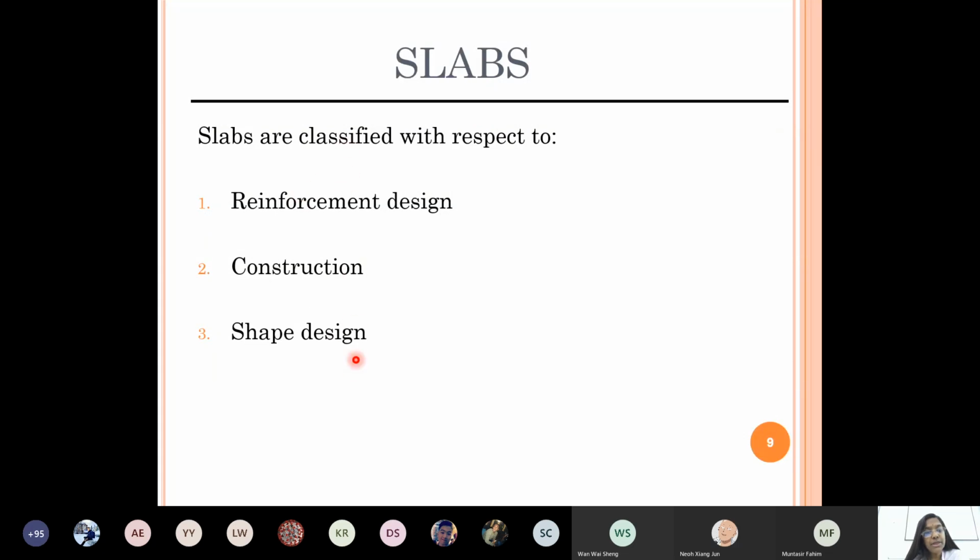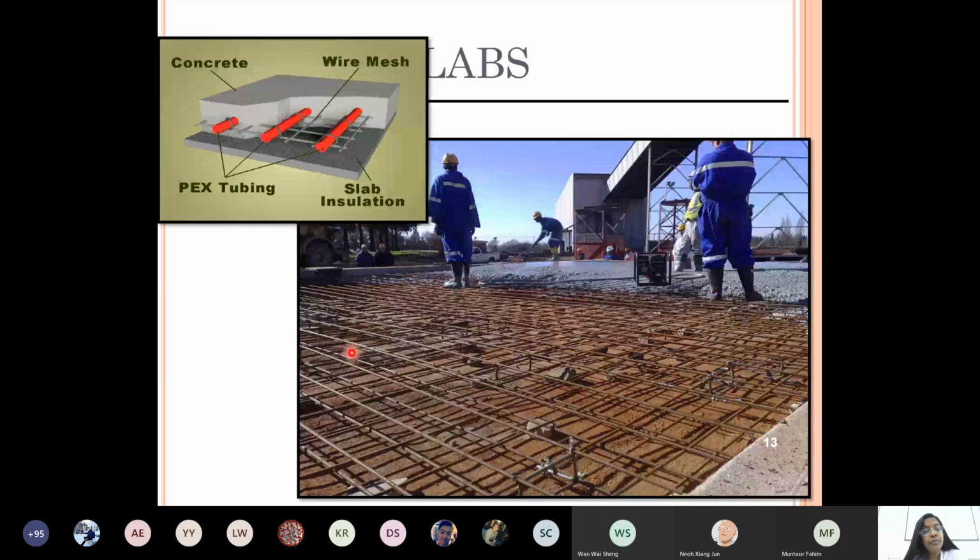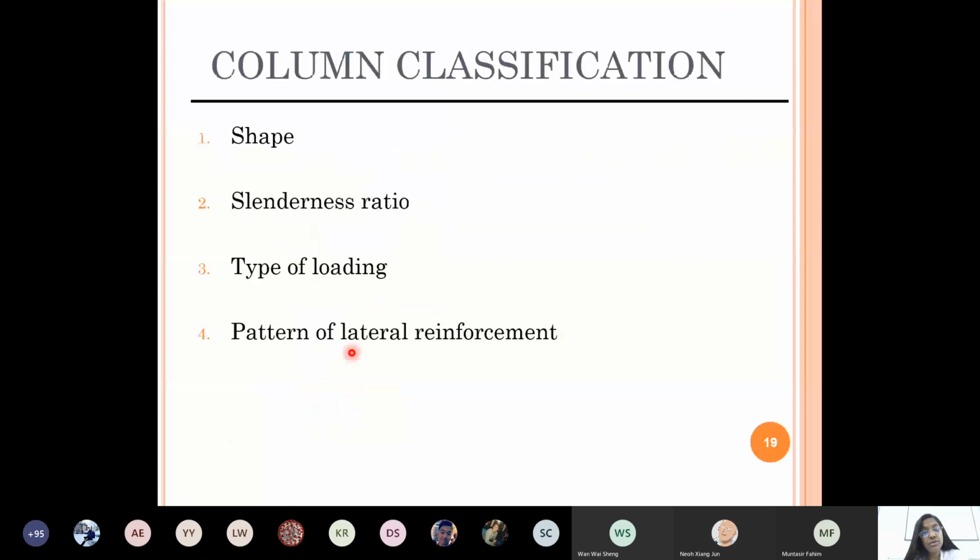Slabs are classified under these 3 categories based on the reinforcement, whether one way or two way, construction, in situ or precast, and shape design, right? What type of shape is it, and then what type of aesthetic is improved, or based on the material, they also classify.